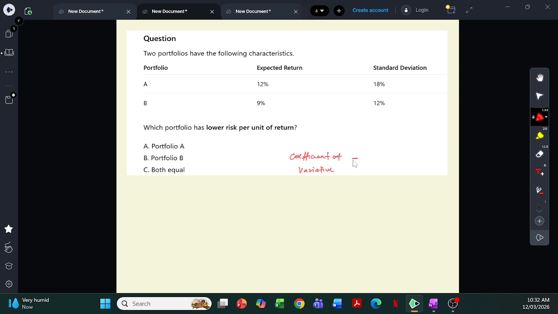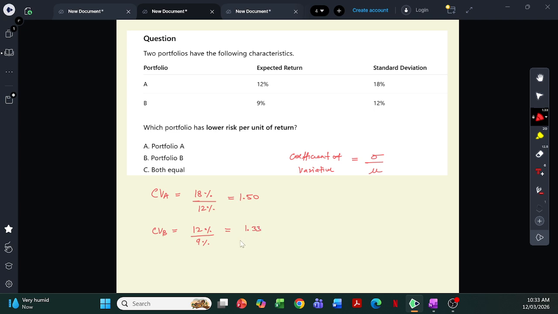Coefficient of variation, the formula is simply standard deviation divided by mu. This provides us a measure of risk per unit of return. So for portfolio A and B, we're going to calculate the coefficient of variation. The coefficient of variation of A is going to be 18% divided by 12%, which is going to be 1.50. The coefficient of variation of B is going to be 12% divided by 9%, which is going to be 1.33.